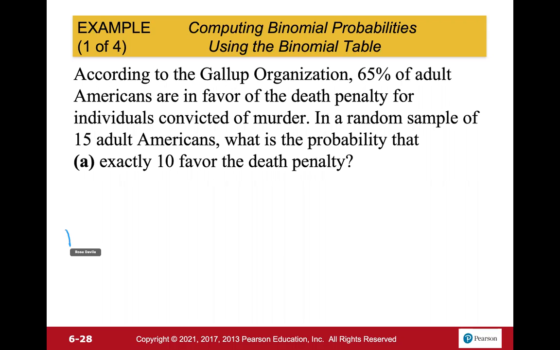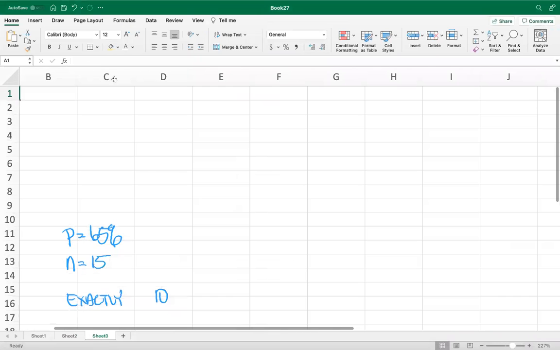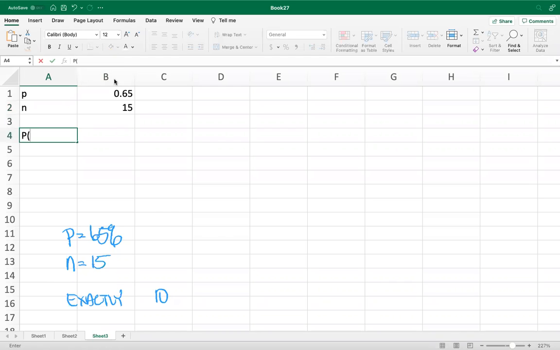So P equal to 65% of adult Americans are in favor of the death penalty. Random sample of N equaling 15 adult Americans. What is the probability that exactly 10 favor the death penalty? So let's get another page. So here we have P, probability of success, is 0.65 or 65%. N is equal to 15. And X, we're looking for the probability of X equaling 10, exactly 10.